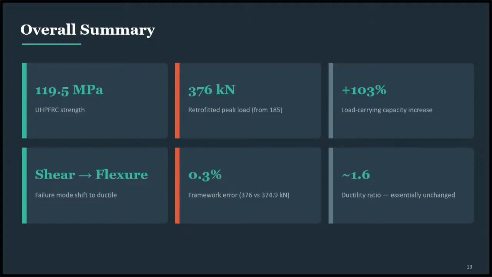And finally, this is the overall summary of everything I've discussed so far. Initially we developed a UHPFRC material with locally available materials, and then we moved on to the strengthening work of this control reinforced concrete deep beam, and we managed to increase the load carrying capacity by 103% while shifting the failure mode from brittle shear to ductile flexure. And the key point again is the validation of the retrofitting framework, which showed only 0.3% error.